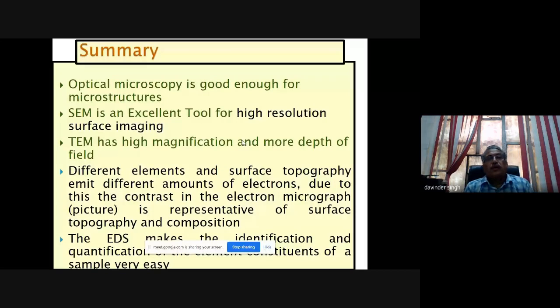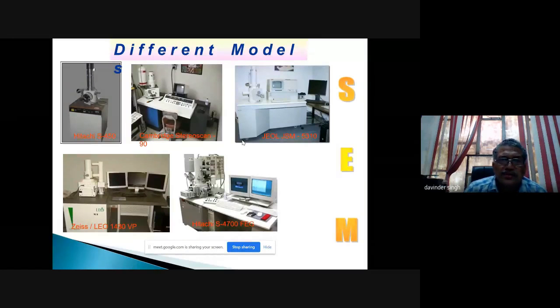So finally, we can summarize. The optical microscope is good enough for microstructures, but SEM is an excellent tool for high resolution surface imaging. SEM has high magnification and more depth of field. Different elements and surface topography emit different amounts of electrons. Due to this, the contrast in the electron micrograph is representative of the surface topography and composition, and EDS makes the identification and quantification of the sample possible, and different types of models are available.